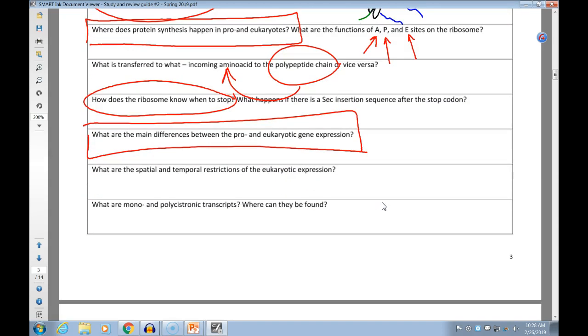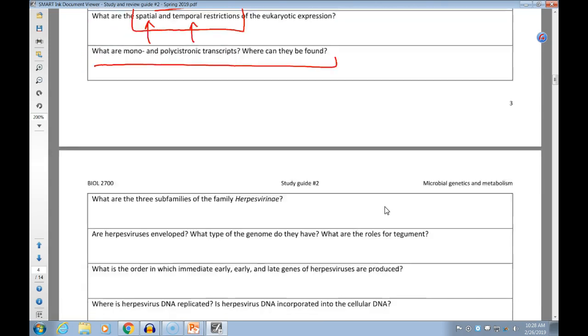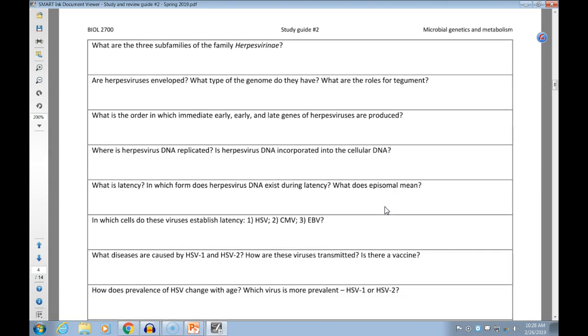So we just talked about spatial and temporal restrictions, and I refer to the presence of the nuclear membrane, that's spatial, and temporal. RNA has to be modified, RNA has to be spliced. Mono and polycistronic, just discussed them. 3 subfamilies of the Herpesvirinae: alpha, beta, and gamma. Herpesviruses are enveloped. They have a double-stranded DNA genome. Tegument contains the proteins necessary for the early onset of infection.